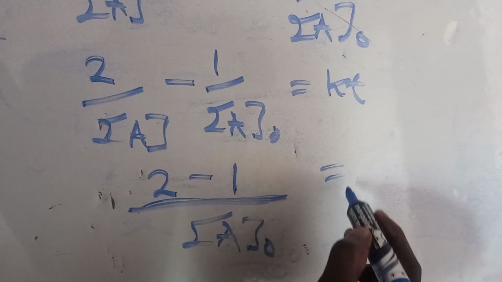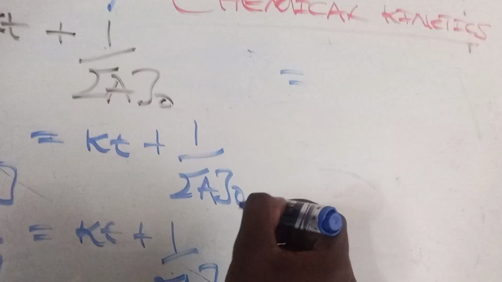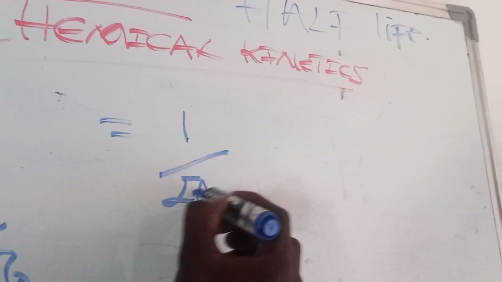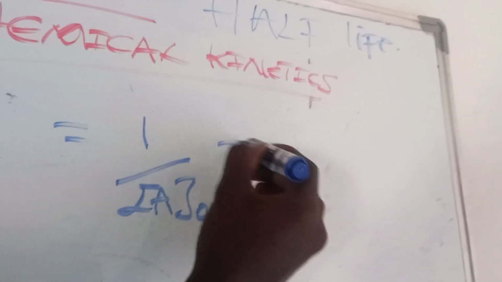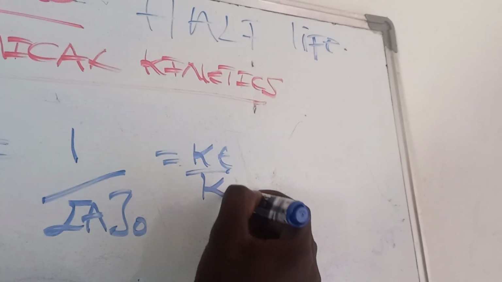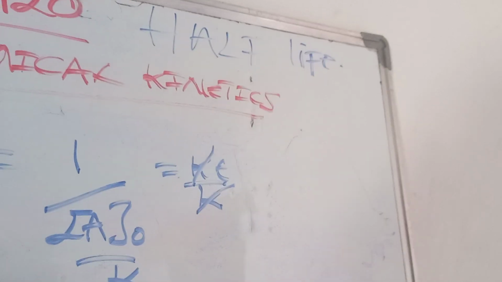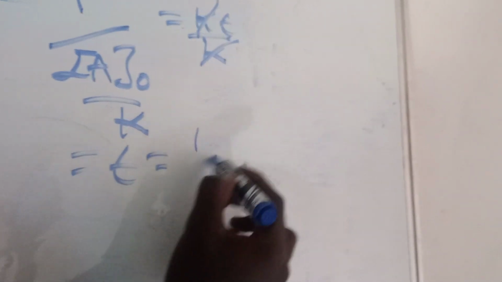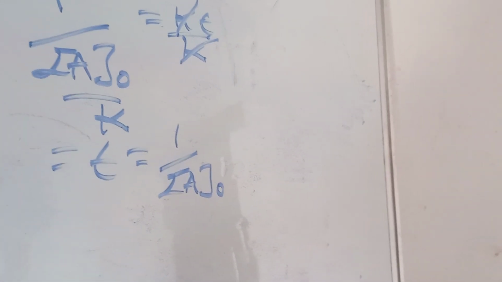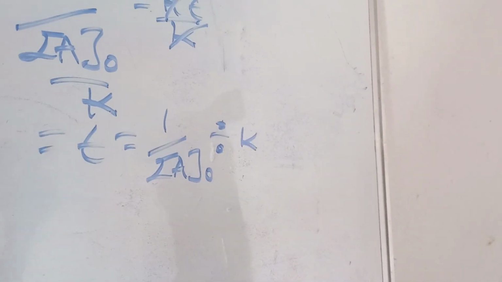Then what will happen this side? We're going to have KT is equal to 2 minus 1, it is 1 over initial concentration of A, is equal to KT. Note that we're not looking for K, but we're looking for what? T. Hence, make T the subject of the formula. That means we're going to have T is equal to 1 over initial concentration of A. You agree with me that this turns into what? Division, which is like that.